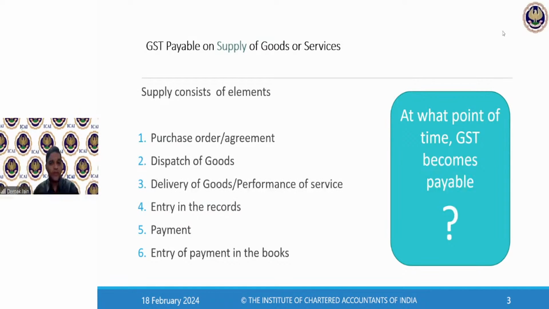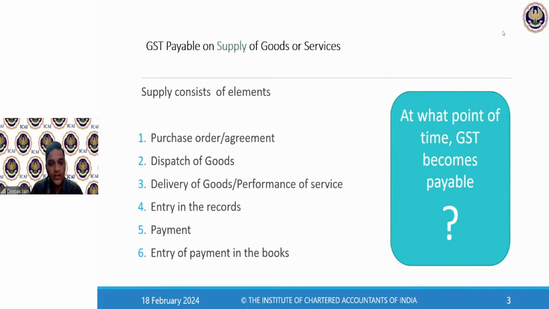In case of service, it would be actual performance of service, then entry in the records, then raising an invoice, then the payment and entry of payment in the books. So there are so many transactions in any supply. We'll have to understand at what point of time GST becomes payable. That's the reason section 12 provides the time of supply.